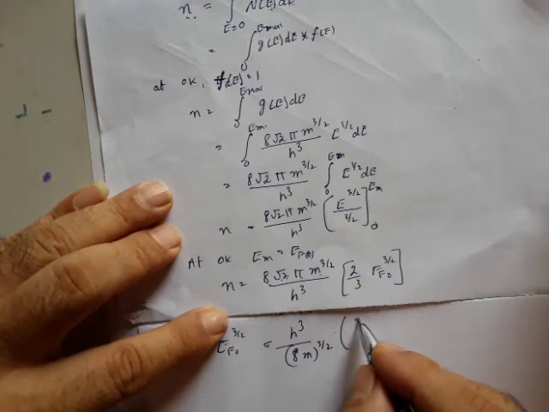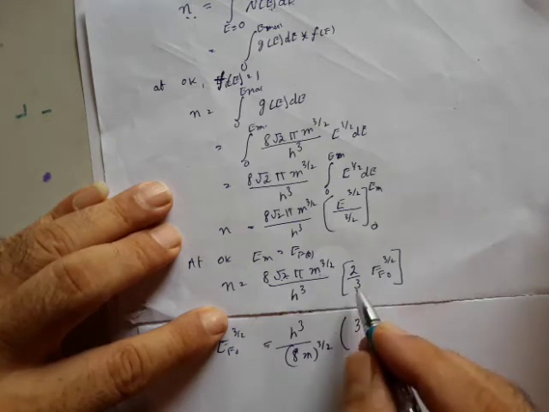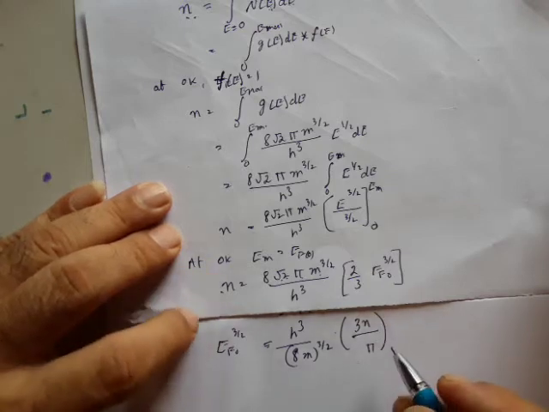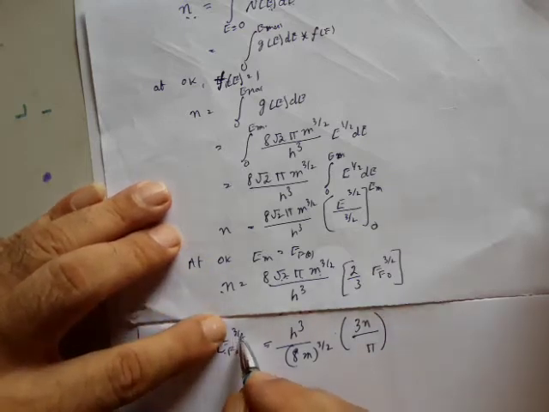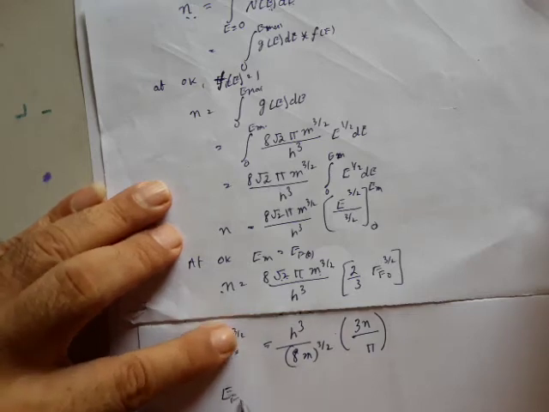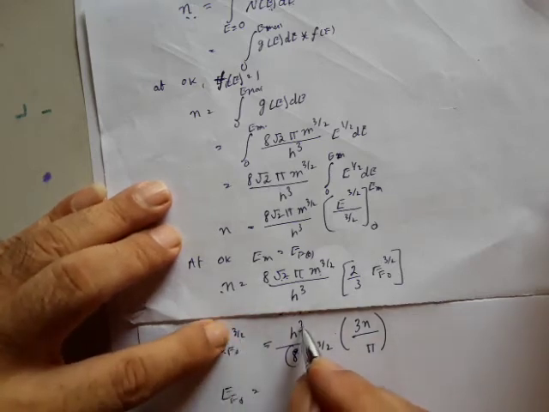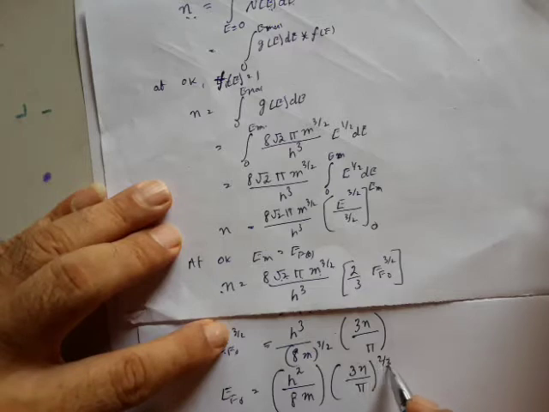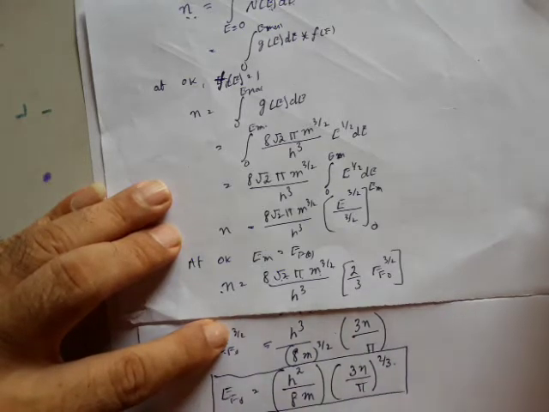into the remaining factors, that is equal to 3n divided by pi. Now here E_F0 to the power 3 by 2. Therefore, what is exactly E_F0? E_F0 is nothing but I have to take 2 by 3 of this, where it is going to become h square by 8m, and here since there are no other powers, I can write (3n by pi) to the power 2 by 3.